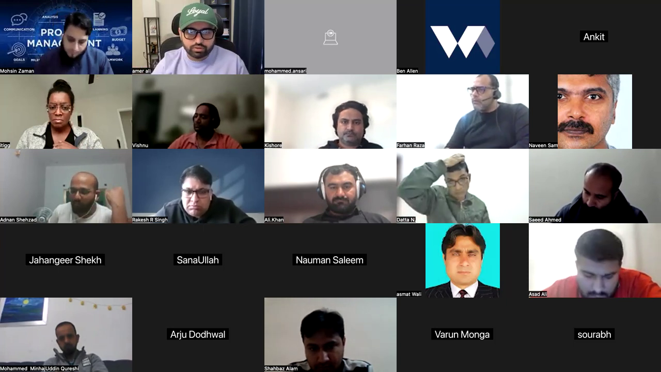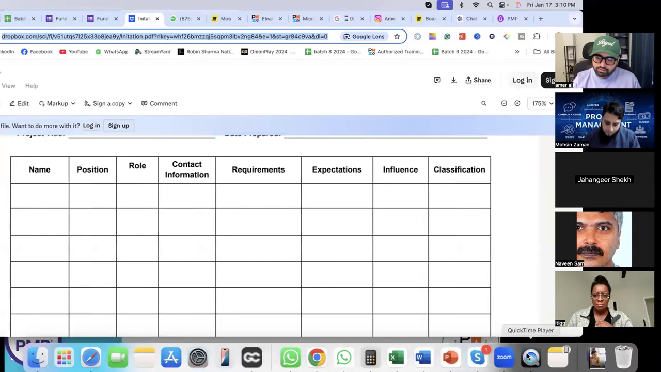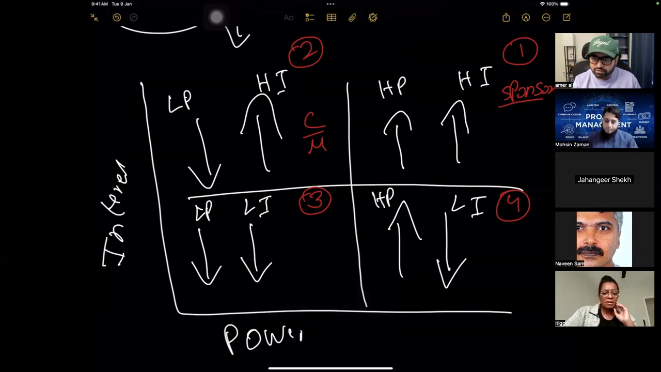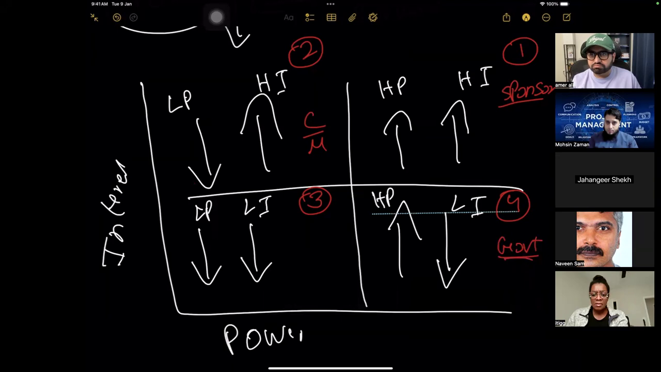Okay, how do we look into that? So next column, high power, low interest. This was low power, highly interested. Now people who have high power but they are not interested in your product. Who are those people? Maybe government people. Who else can be there? Maybe CEO, depending upon which organization you are.